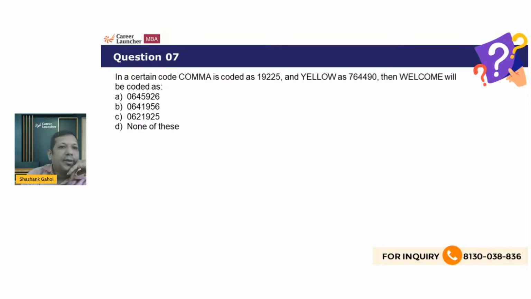Now, basically, what is the approach of these kinds of questions? Look, how many alphabets are here? Five. How many digits are here? Five. How many alphabets are here? Six. How many digits are here? Six. It means each digit corresponds to one specific alphabet.